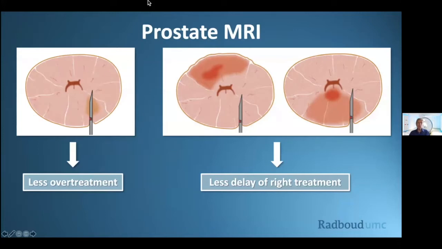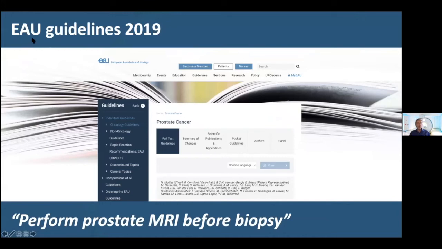This is to summarize the value of prostate MRI over trust biopsy. You have less overdiagnosis of insignificant cancers and less delay of the right treatment, because now you can do a targeted biopsy and you can hit the most aggressive part of the tumor. Therefore, the EAU guidelines in 2019 changed, and they state that you should perform MRI before any biopsy.